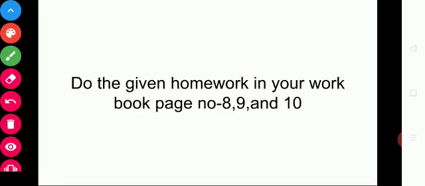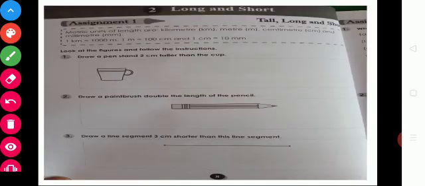So I have given the homework in your workbook, children. Solve the sums and find the answer.